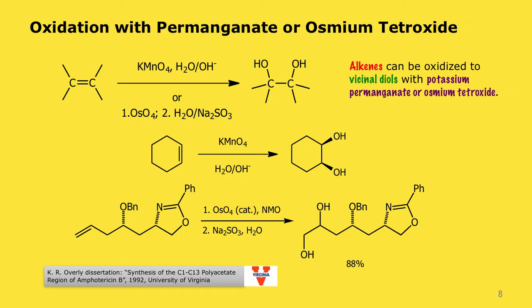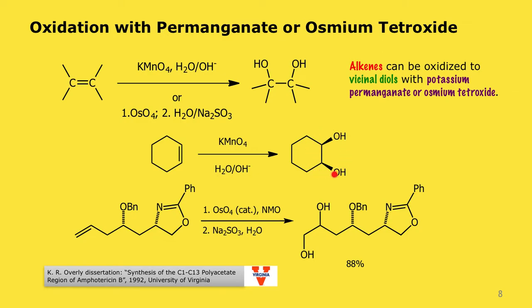scenarios. So here's the first example where we use permanganate, a little basic water. This is all done in one pot, and if you're very careful, keep it at low temperature, you can isolate the vicinal diol. Notice the stereochemistry here.